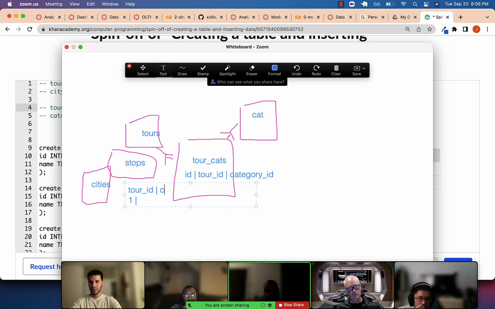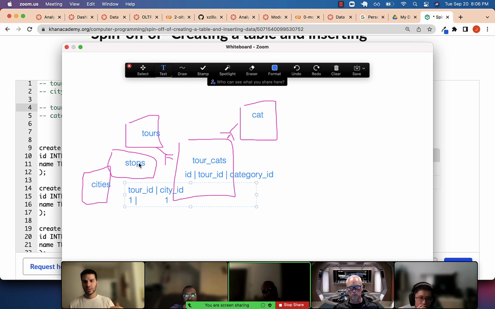City ID. Sorry, this is a mess. And then the city ID is 1. So this says that on this tour, we stopped at this city. All right, and that's what associates it. So the point of going through this is this stop thing exists in the real world, right?